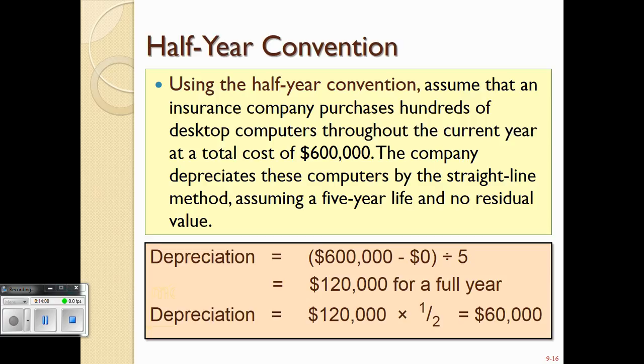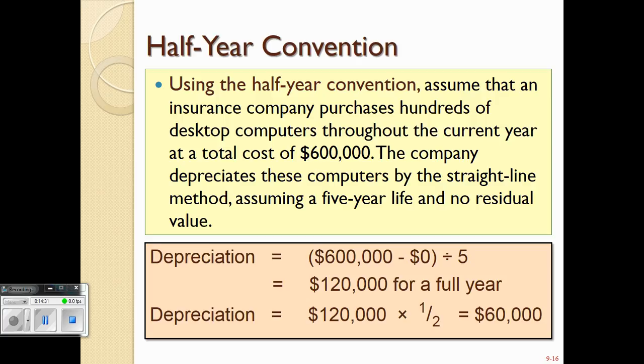So notice what happens here. Using the half-year convention, they purchased 100 desktop computers throughout the year. Total cost was $600,000, and this is very common for companies to have just one, not keep track of each computer separately, but to have one entire group called computers. And so notice the total is $600,000.